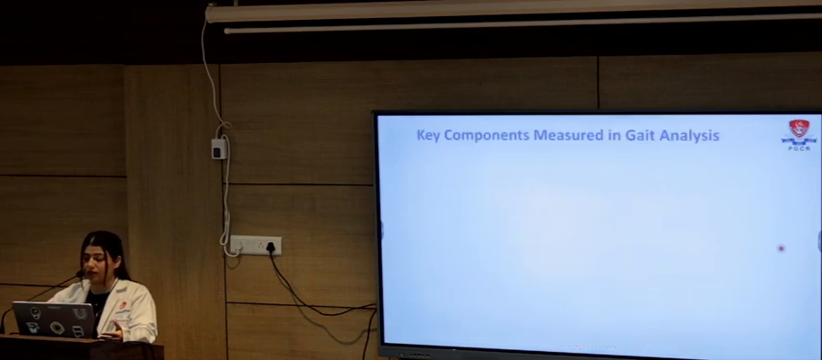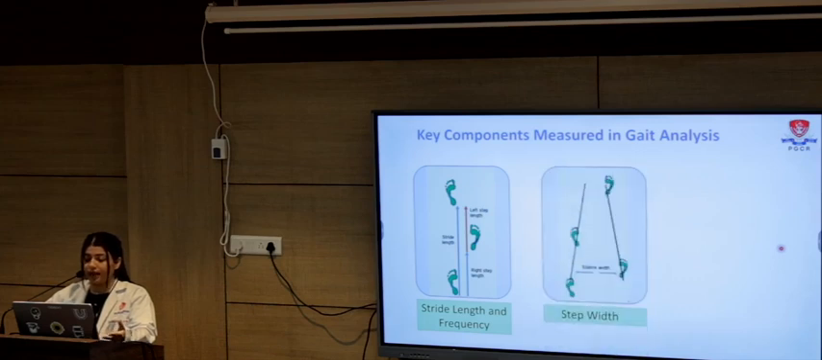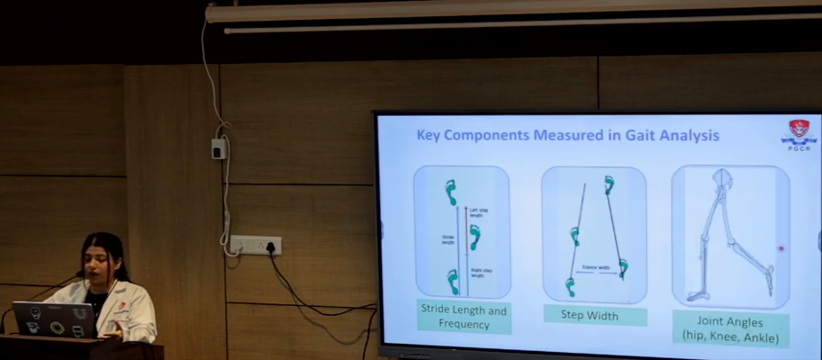Now, key components that are measured in gait analysis are stride length, which is the distance between the successive placement of the same foot while walking or running; step width, which is the side-to-side distance between your feet during walking or running; joint angles of hip, knee, and ankle while walking or running.